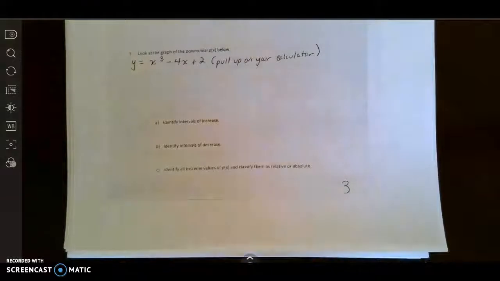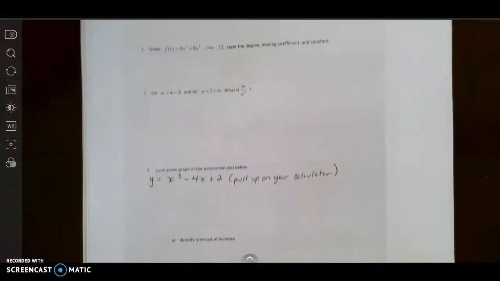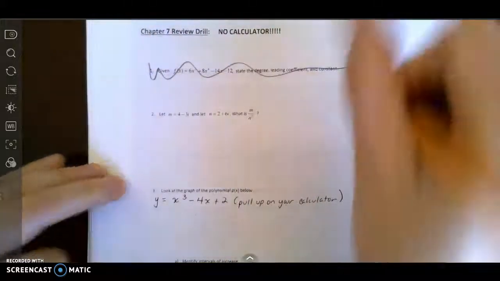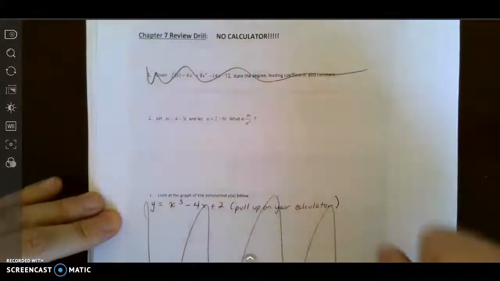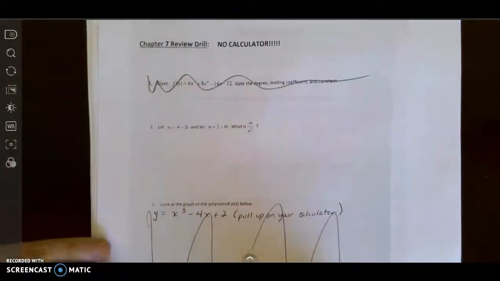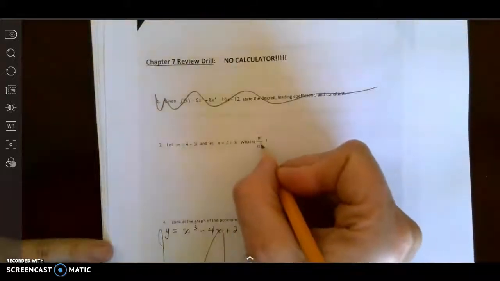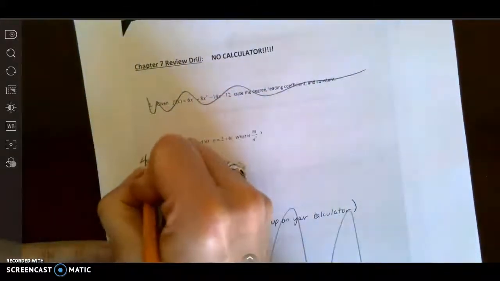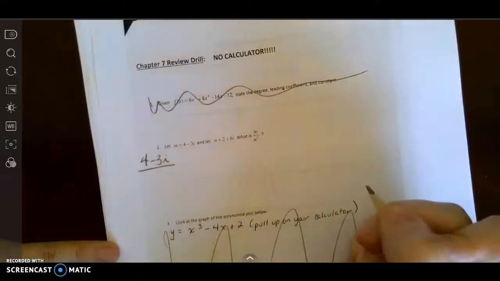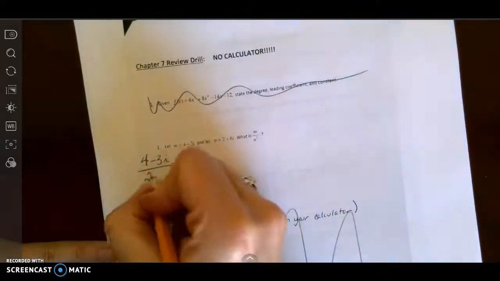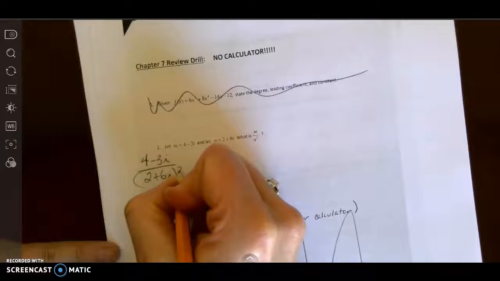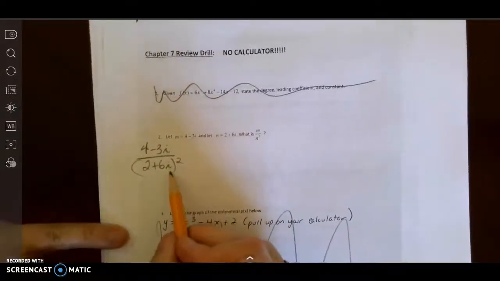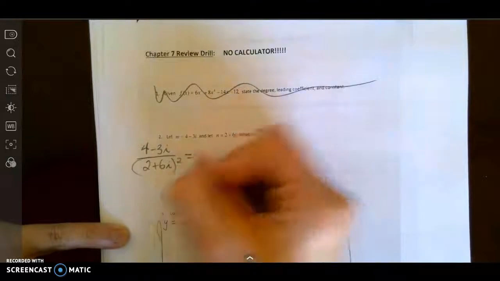Let's go to page 3. And we're going to skip 1, and we're going to skip 3. So we only have to do number 2. We're asked to do m divided by n squared. M is 4 minus 3i. N squared would be 2 plus 6i squared. Right, so I'm going to need to do this 2 plus 6i squared. I'm going to do this off to the side.